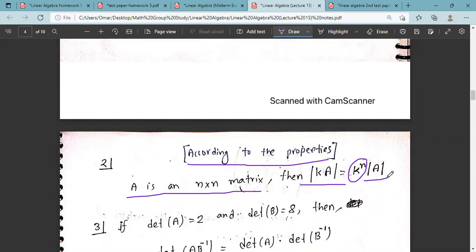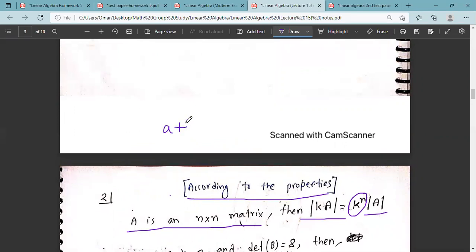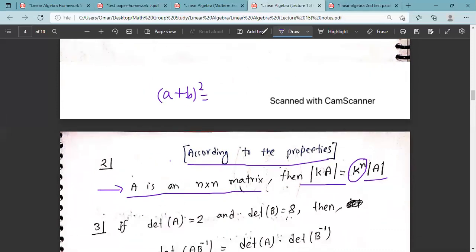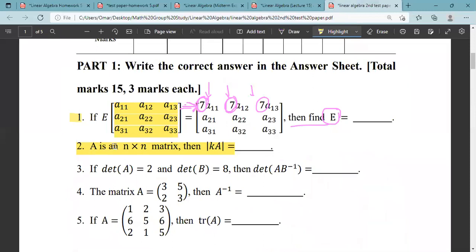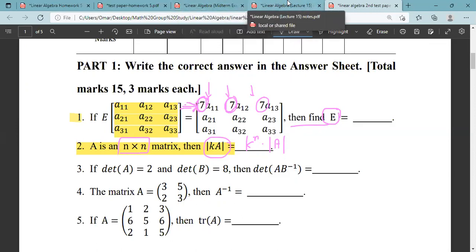So this is just a formula, like as we know, a plus b whole square equals a square plus 2ab plus b square, right? Those are some formulas. So this question's answer is also a formula. If A is an n by n, that means A is a square matrix, so the norm of k multiplied by A will be k to the power n multiplied by the absolute value of A. Okay, so I think you can understand. This is just the formula.